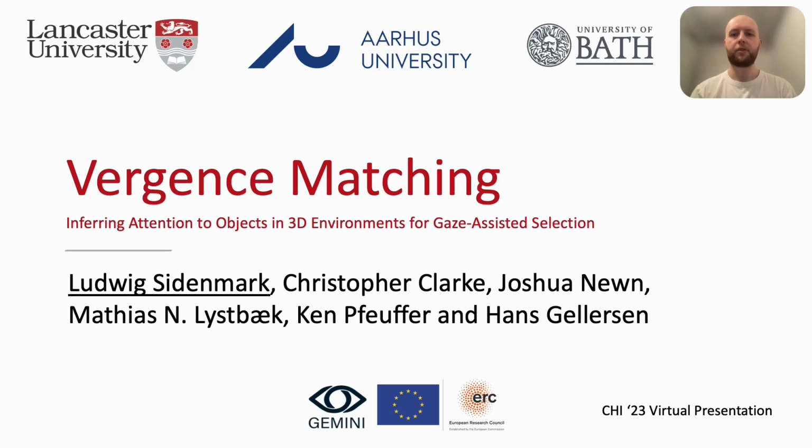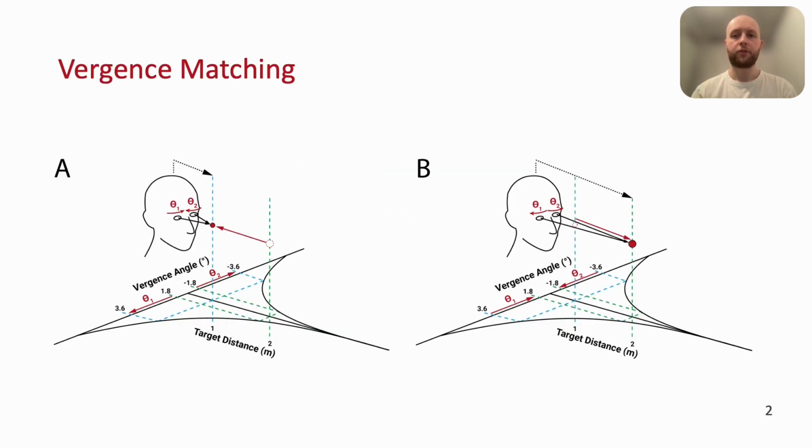Hi everyone, my name is Ludwig Sidemark and I would like to present our work on Vergence matching, inferring attention to objects in 3D environments for gaze-assisted selection. This work was made in collaboration with my co-authors Christopher Clark, Joshua Noon, Matthias Lisbeck, Ken Pfeuffer and Hans Gellersen. So we introduced Vergence matching, which is an interaction technique that uses motion correlation and eye vergence to detect small targets in 3D environments.